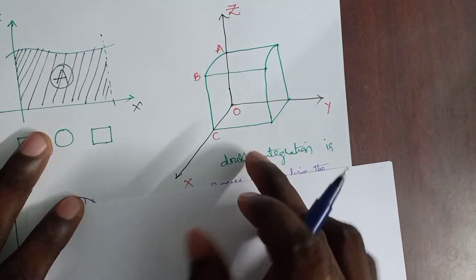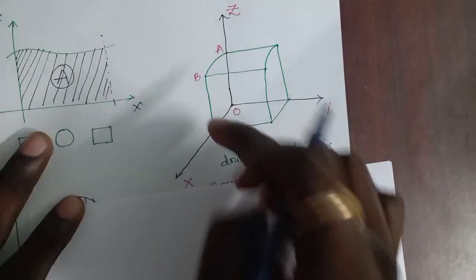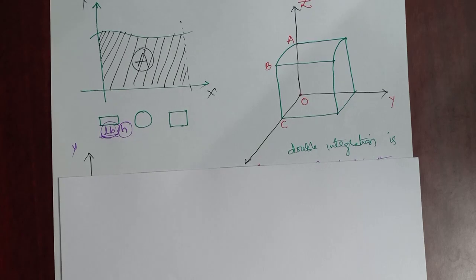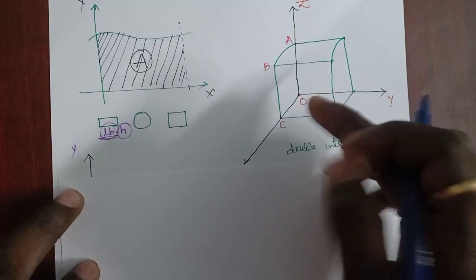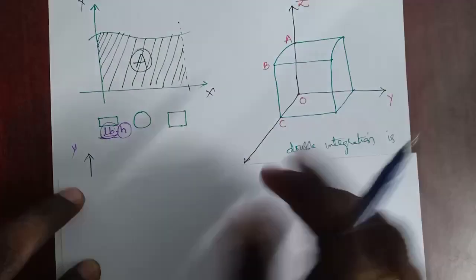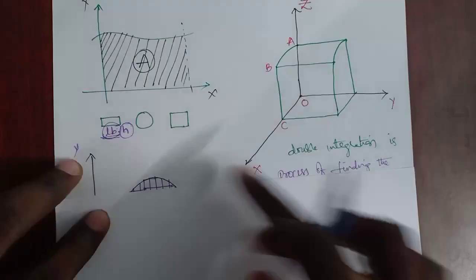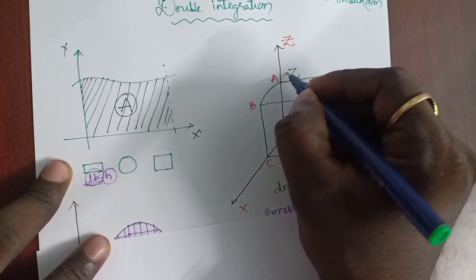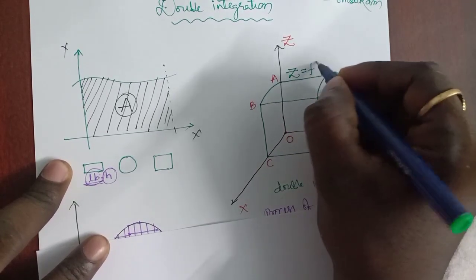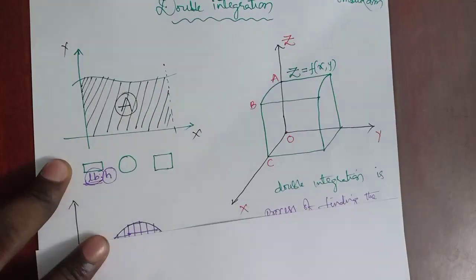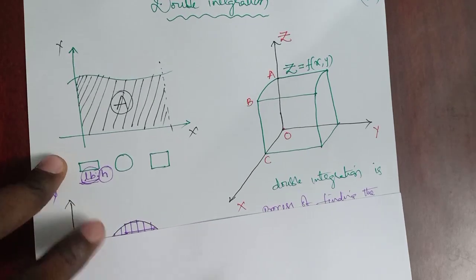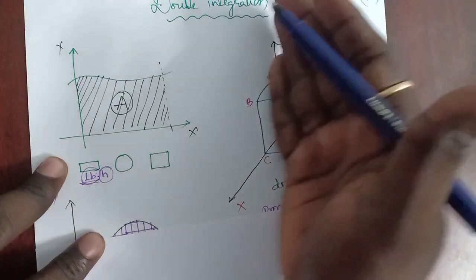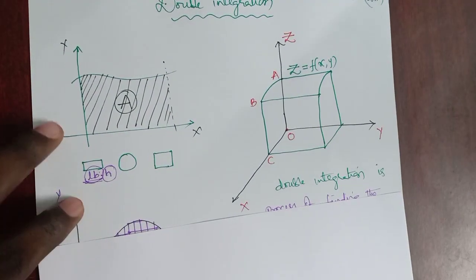So OABC clearly lies completely on the ZX plane. So this is the structure which is represented by z equal to f of x, y. Now I need to take a surface. I want to find the area of the surface and then the volume.